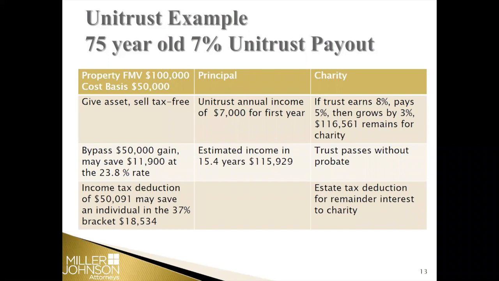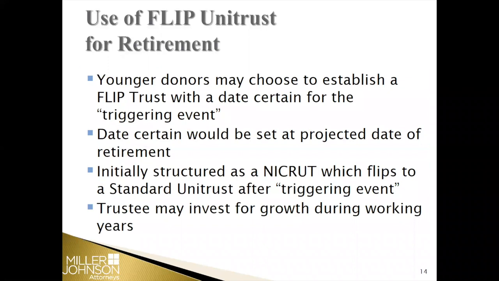So their children could continue to receive that Unitrust income stream for that 20-year term after the parents pass away. So a lot of flexibility with these, and you can do a lot of different things with the planning. This again, the flip Unitrust for retirement.